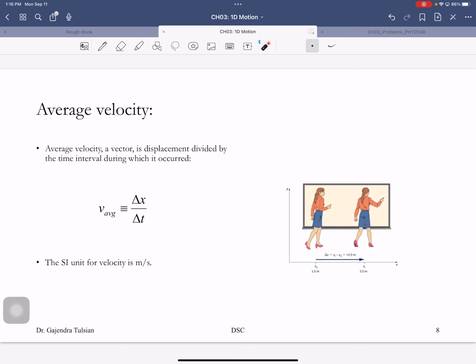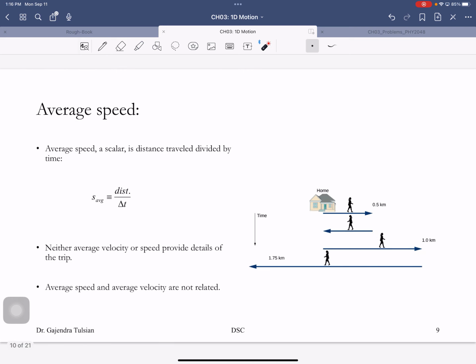Okay, now let's look at the units. Displacement is measured in meters, and time in seconds. So the SI units for velocity are meters per second. Average speed: speed is a scalar, so average speed will be a scalar. Speed is defined as distance traveled divided by the time over which you did that travel.